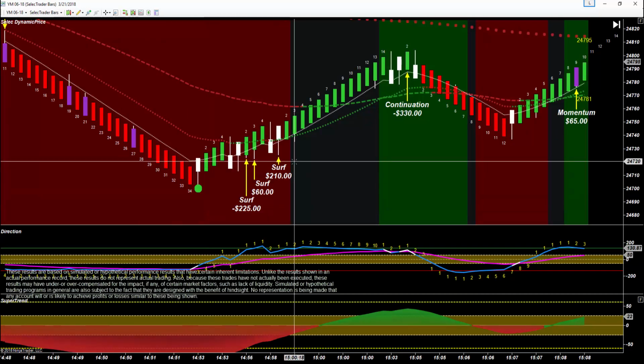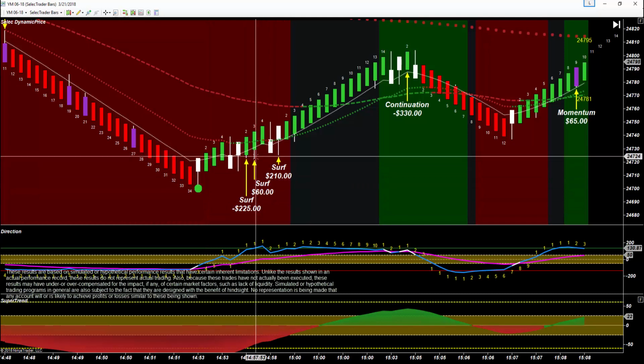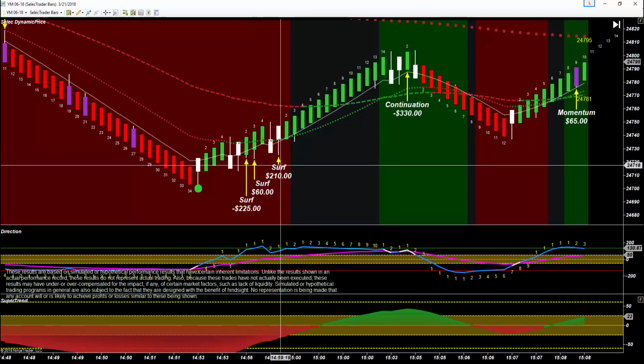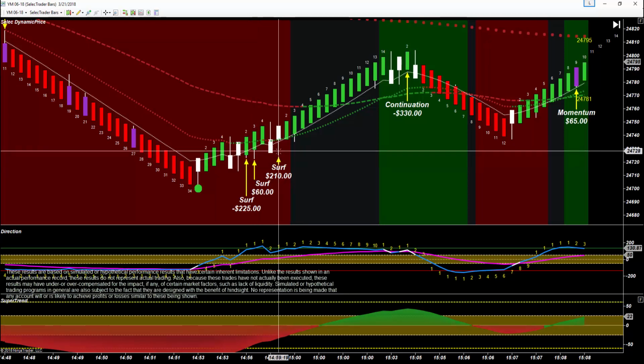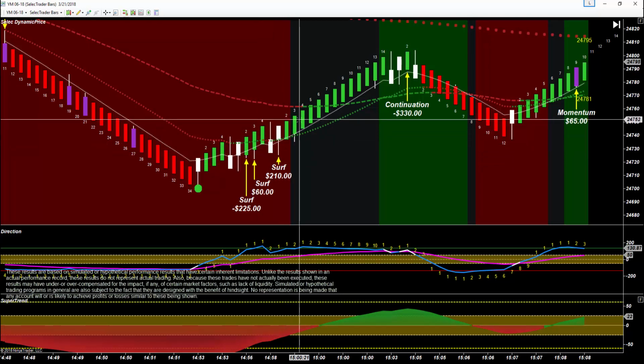Then we have 3 surfs in a row. Our first one does go against us. We do barely get stopped out by this long tail here, which does give us another entry, and this one does hit its profit target. And then we have a surf that qualifies on our turn bar here. And this one does hit profit target before the close of bar 3.